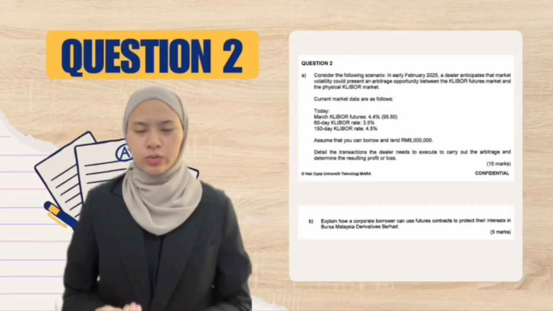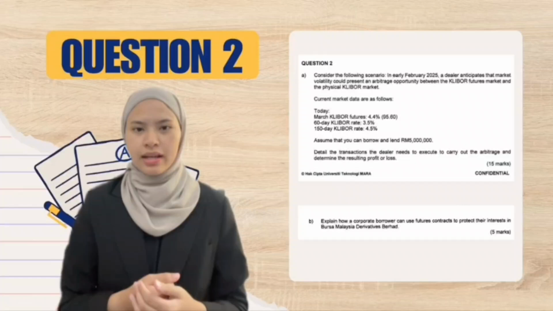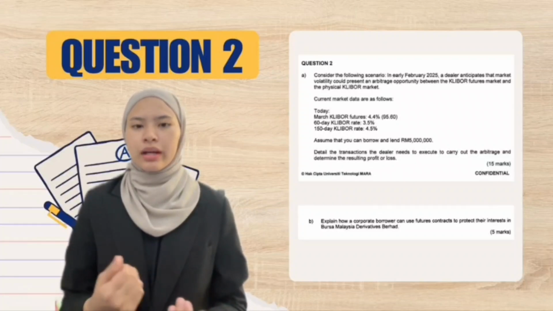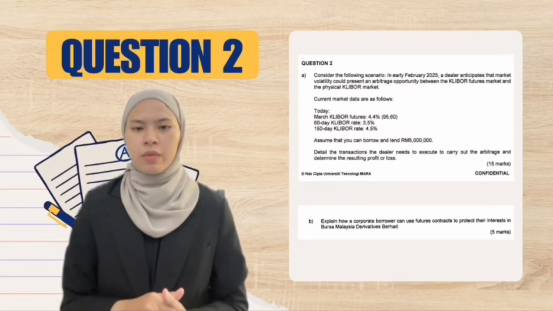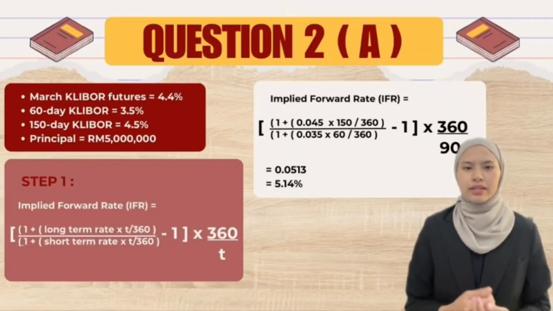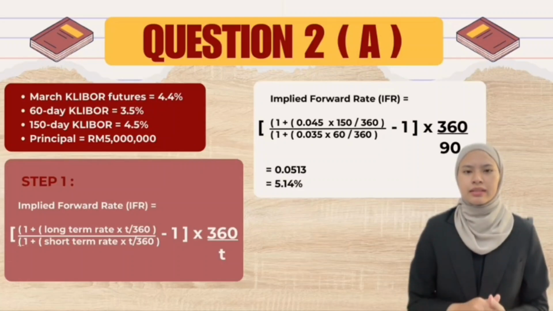Next, I will present question 2A, which is about identifying and executing an arbitrage opportunity between the CLIBOR futures market and the physical CLIBOR market. First, let's look at the information given. The March CLIBOR futures price is 95.6%, which implies a futures interest rate of 4.4% because the futures price is calculated as 100 minus the interest rate. We are also given the 60-day CLIBOR rate of 3.5%, the 150-day CLIBOR rate of 4.5%, and the dealer can borrow and lend 5 million ringgit.